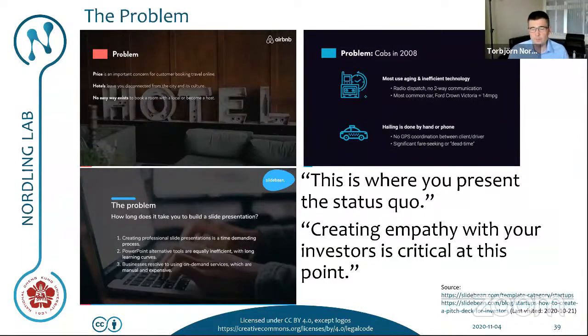Then Slidebean: how long does it take you to build a slide presentation? Creating professional slide presentations is a time-demanding process. PowerPoint alternative tools are equally inefficient with long learning curves, and businesses resort to using on-demand services which are manual and expensive. Now, the important thing here, to quote Kaija, is that this is where you present the status quo, and creating empathy with your investors is critical at this point.